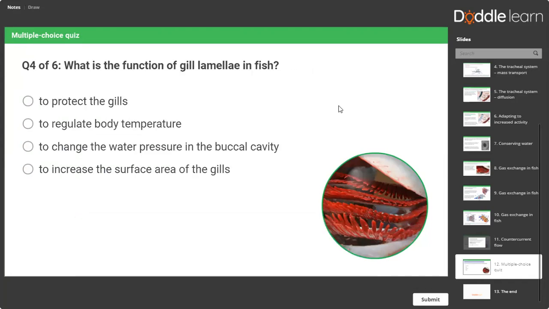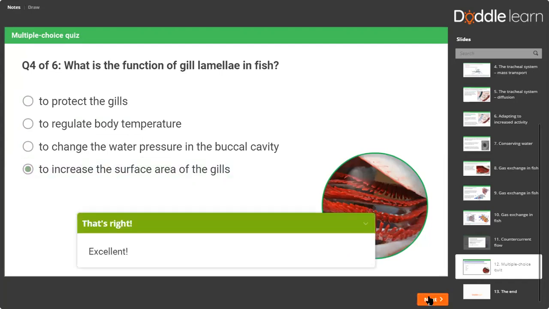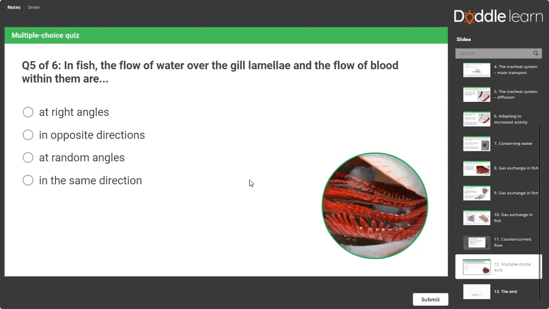What is the function of gill lamellae in fish? It's not to protect the gills, it's not to regulate body temperature, it's not to change the water pressure in the buccal cavity, it's to increase the surface area of gills. In fish, the flow of water over the gill lamellae and the flow of blood within them are not at right angles. In the fish, the flow of water and flow of blood is in opposite directions.